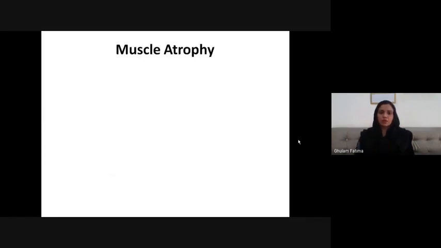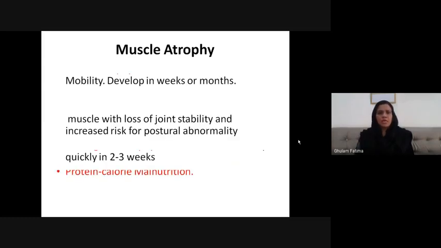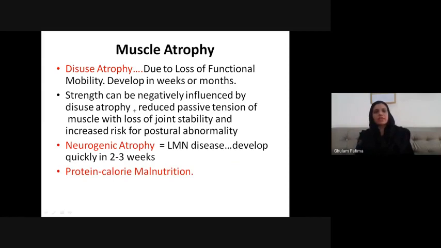So first of all, we are going to discuss muscle atrophy. As you are well aware, muscle atrophy is the loss or wasting of the muscle fibers, and muscle bulk is reduced in muscle atrophy. So basically we can divide muscle atrophy into three different types on the basis of the reason behind the atrophy. First of all, there is disuse atrophy.